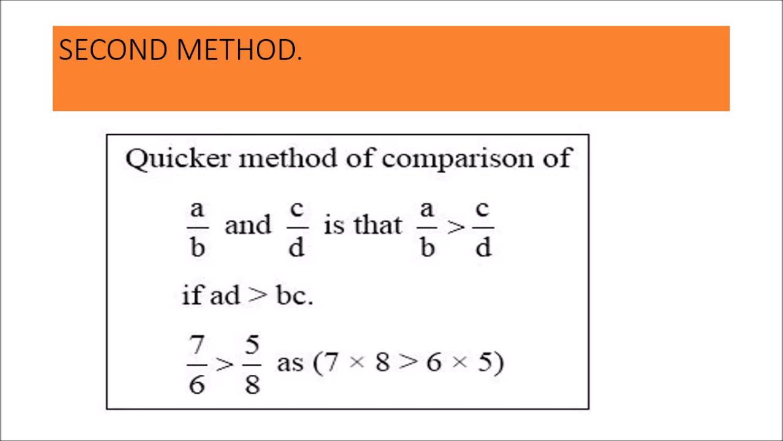Here, an example is shown. We have two rational numbers, 7 upon 6 and 5 upon 8. And when we cross multiply, we know that 7 upon 6 will be greater than 5 upon 8, as 7 times 8 is greater than 6 times 5.